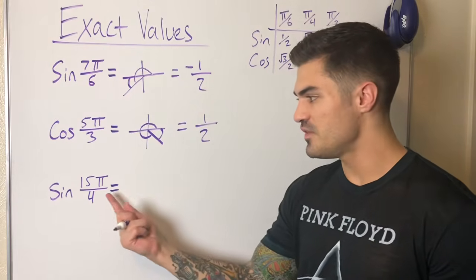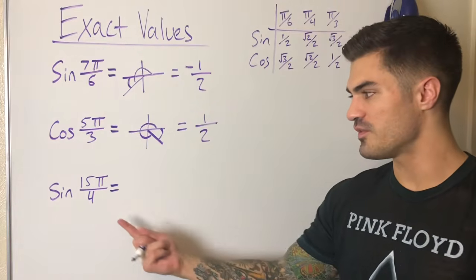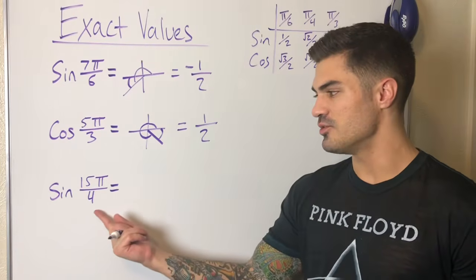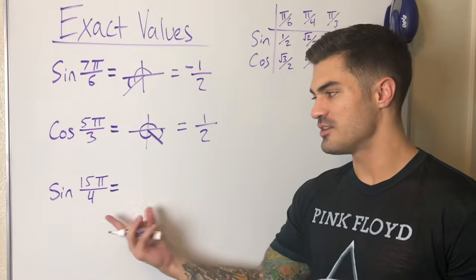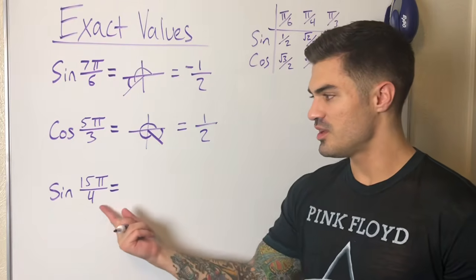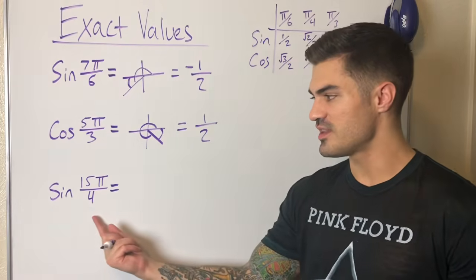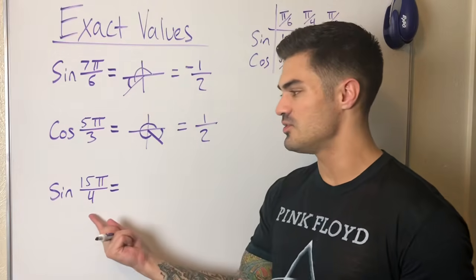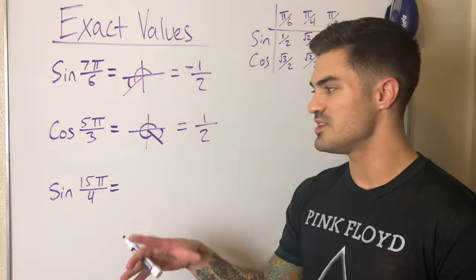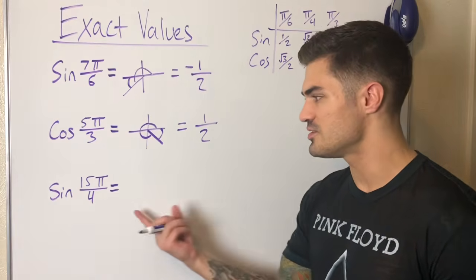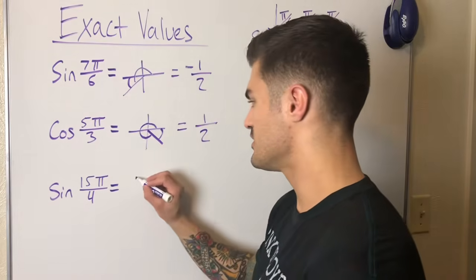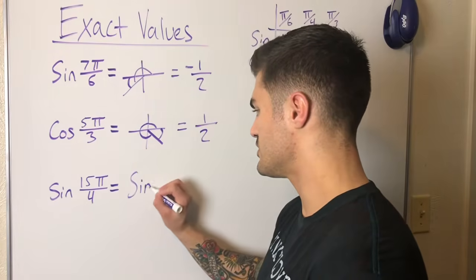So sine of 15 pi over 4, we're going to find the exact value of this. First off, you can take any angle and subtract or add 2 pi to it, and whatever that trig function is at that angle will still be the same value. So I can subtract 2 pi as many times as I need to, because ideally I want to get this between 0 and 2 pi. I guess you could technically still graph it like this, but I like to subtract 2 pi until I get something that's between 0 and 2 pi. It's just easier to deal with.